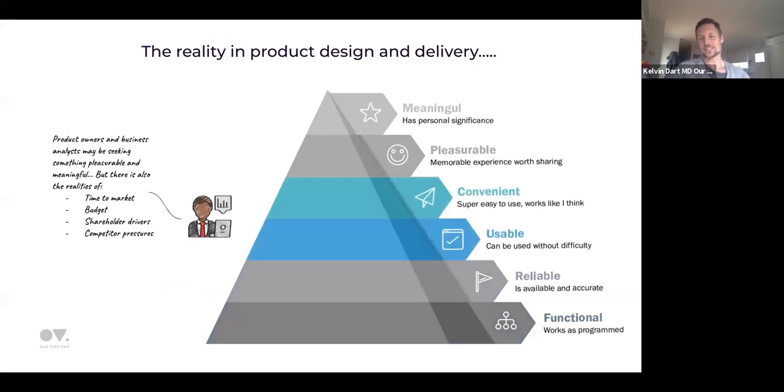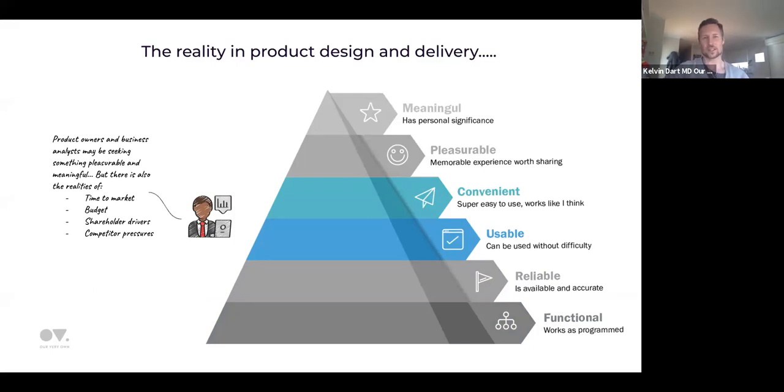Now, product owners, and this is not to say all product owners will sit in this chasm of convenient and usable, they're also seeking the same thing that us as designers are seeking. But then they've got other constraints that we may not be aware of. There might be time to market, there might be external forces, other pressures, budgetary constraints, shareholder drivers, competitive pressures, or even just things like restructuring, other people coming in and out of the business, those types of things.